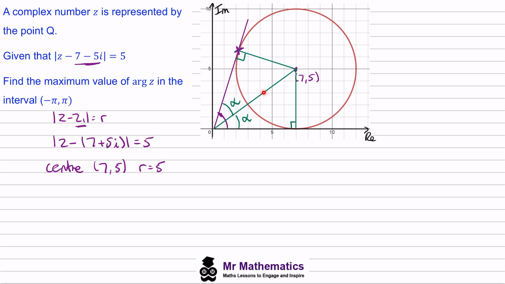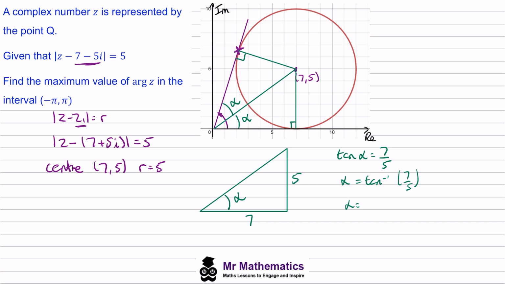And if we focus on this right angle triangle, we can find out what this alpha is. So we know it's got a base of 7 and a height of 5, and we're trying to find alpha. Well, we can just work out that tan of alpha is 7 over 5. We can work out alpha by working out the arctan of 7/5, and this gives us approximately 0.62 radians.